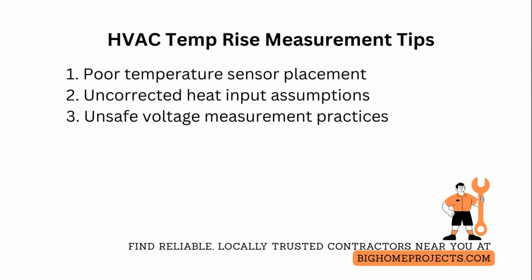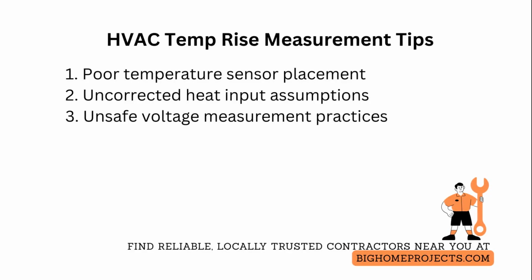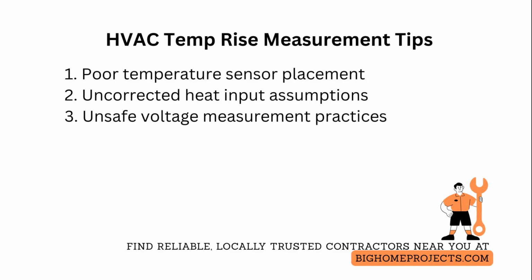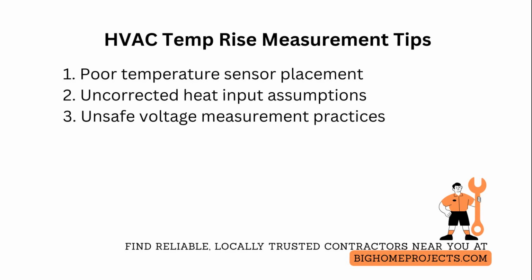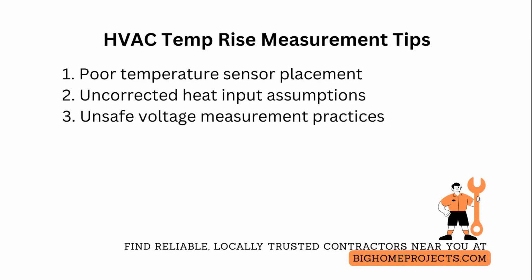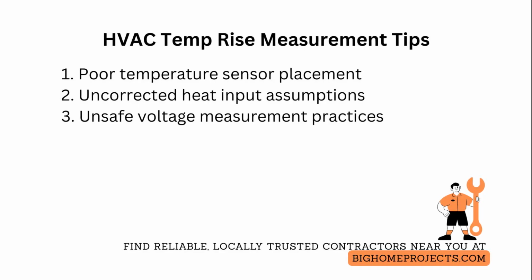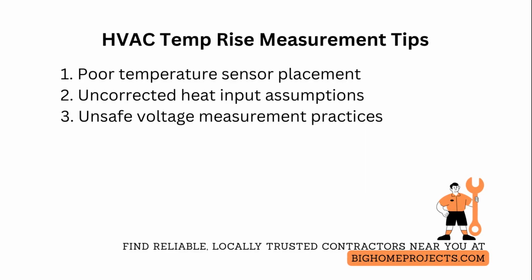One of the biggest mistakes is poor temperature sensor placement, causing wrong temperature rise and inaccurate CFM. Fix by installing sensors in insulated pockets at least 6 inches into straight-run duct and averaging multiple points. One of the common errors is using nameplate heat input without correcting for combustion or electrical efficiency, which skews BTU per hour. Fix by measuring actual fuel flow or true electrical watts and applying measured efficiency.